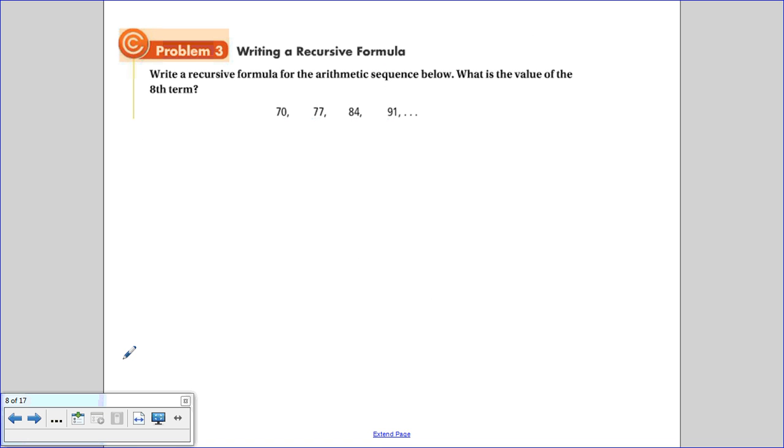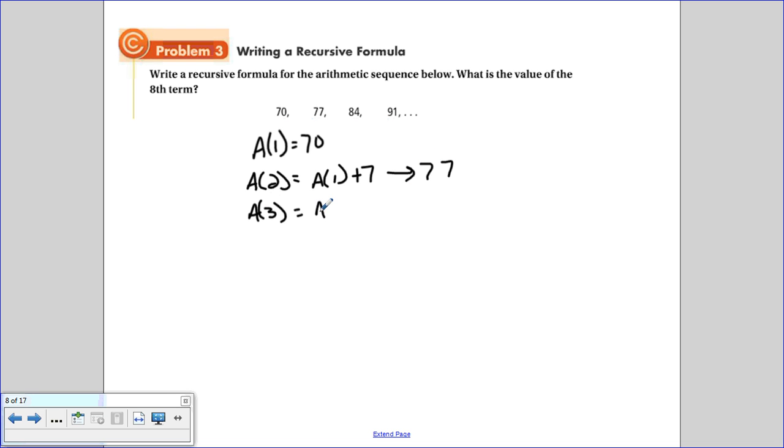Write a recursive formula for this sequence. So what we want to do is start off by saying a sub 1 equals 70. That's where you should start. And then you should write a sub 2 was the previous one, a sub 1. And what did we do? We added 7. That's how we got 77. A sub 3 was a sub 2 plus 7, so that was 77 plus 7. That's how we got 84. A sub 4 was a sub 3 plus 7. And that's how we got 91.